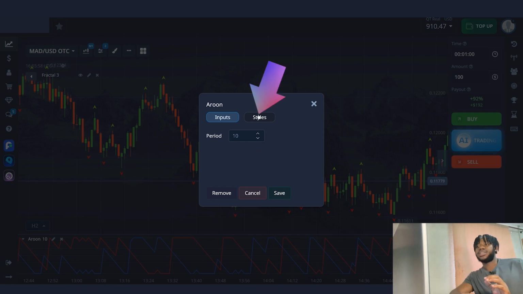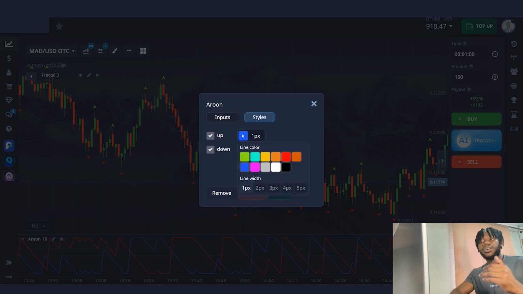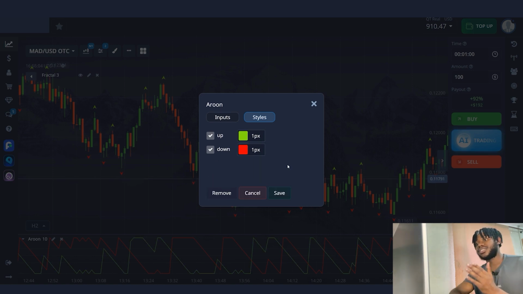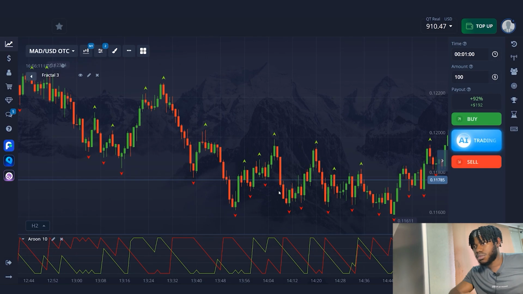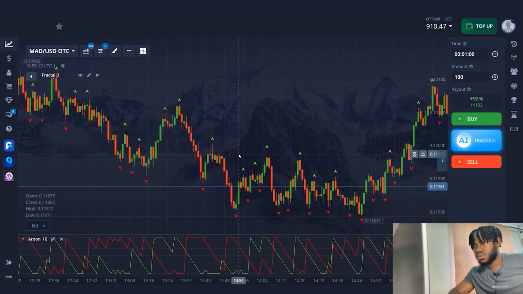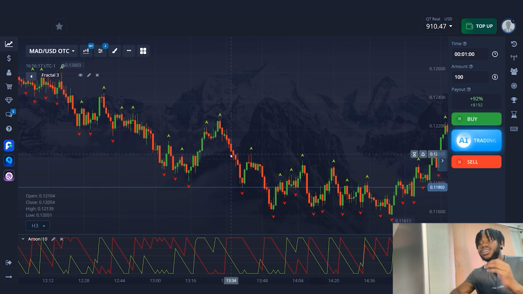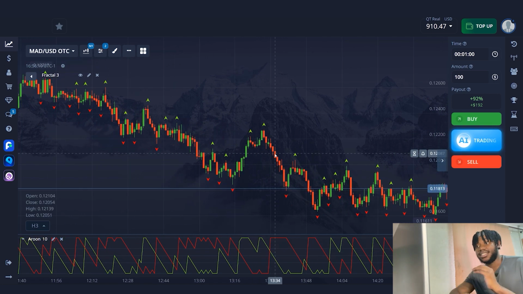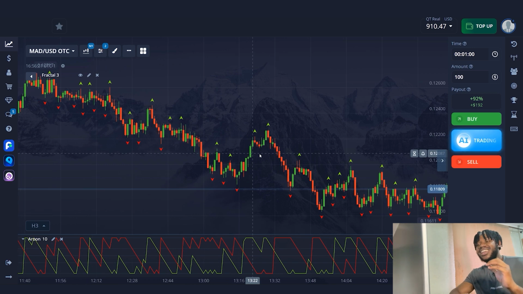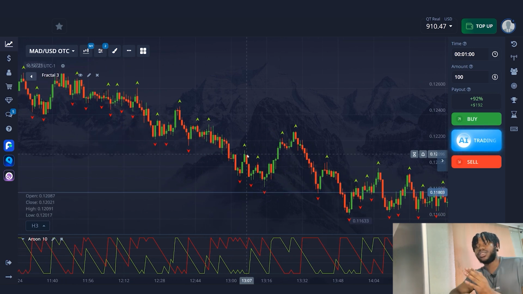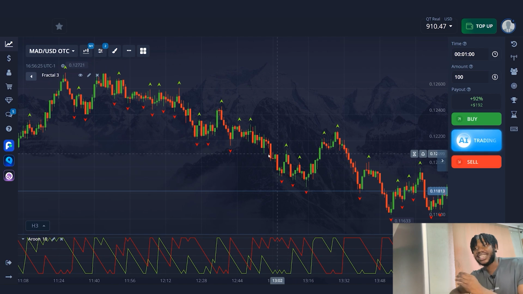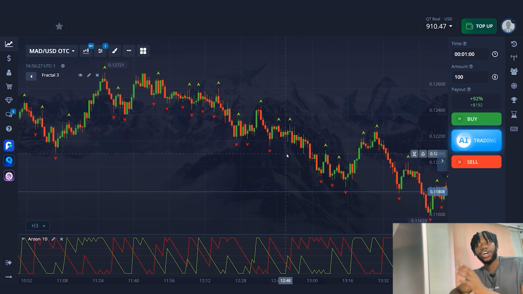Okay, setting up the style. I will turn the color of the up line green so it's going to be easier to distinguish the situation on the rise. Okay, now this completes the settings of the indicator. Now we can proceed to the next stage: opening trades based on the data obtained from the indicator and also the chart analysis.